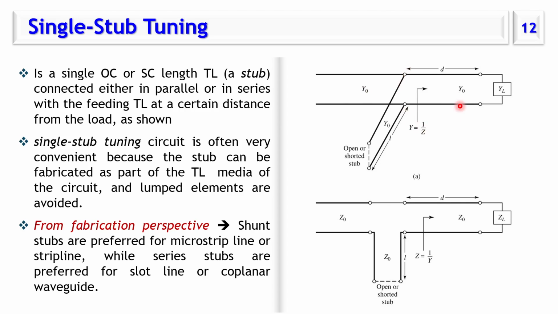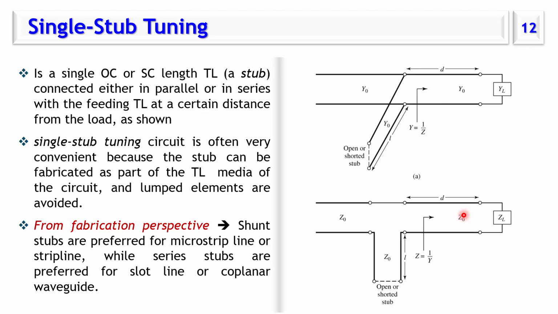So this setup here is called shunt stub, because the stub is shunted to the main transmission line circuit. This setup here is called series stub. Why? Because the stub is connected in series to the transmission line.